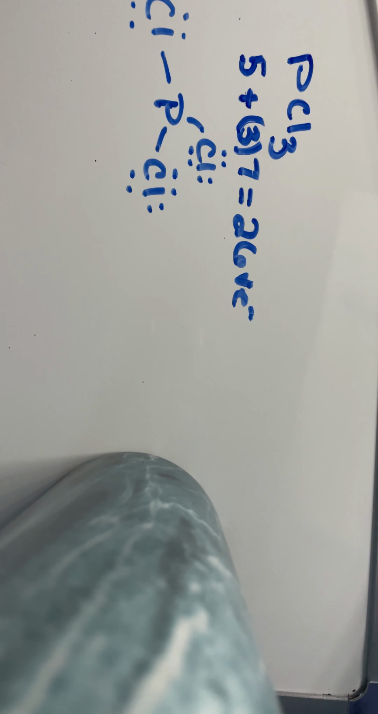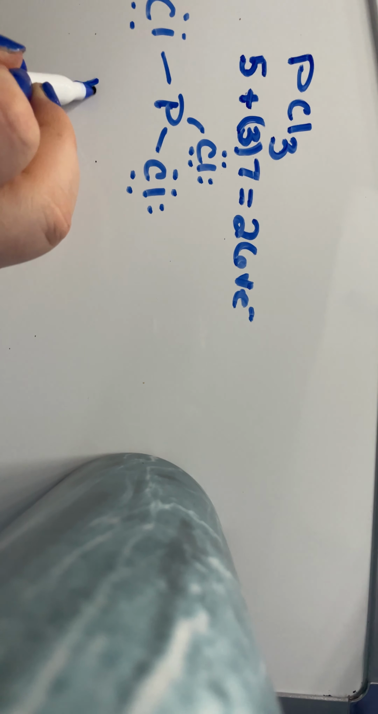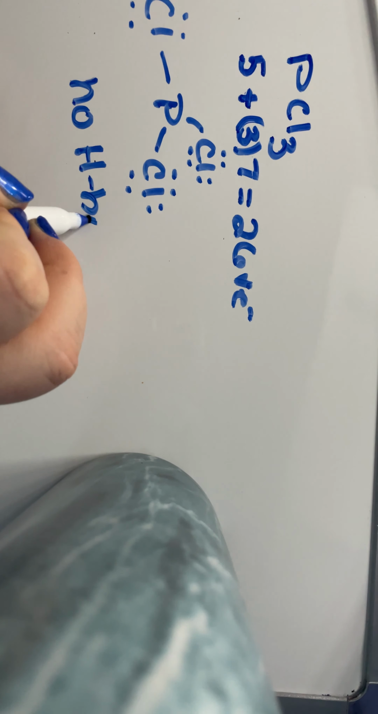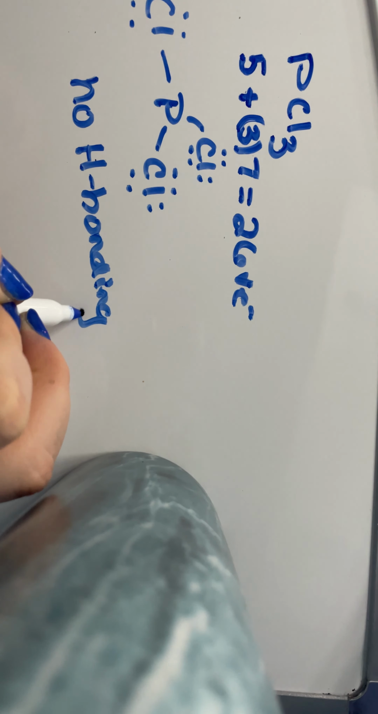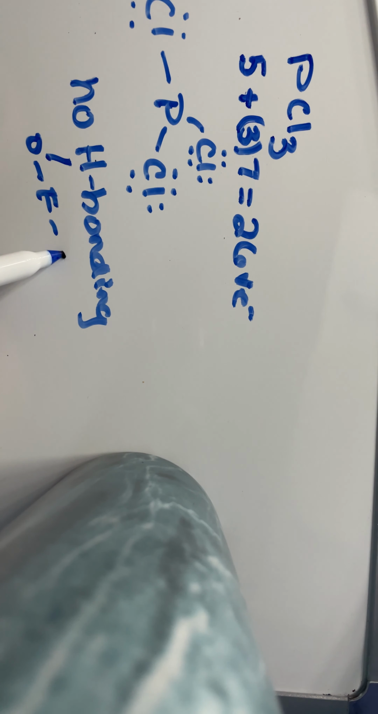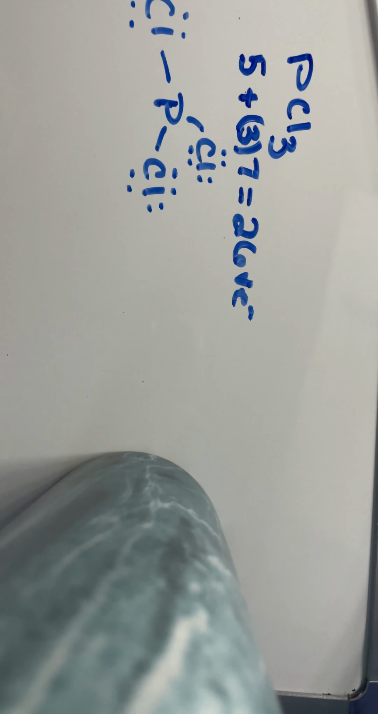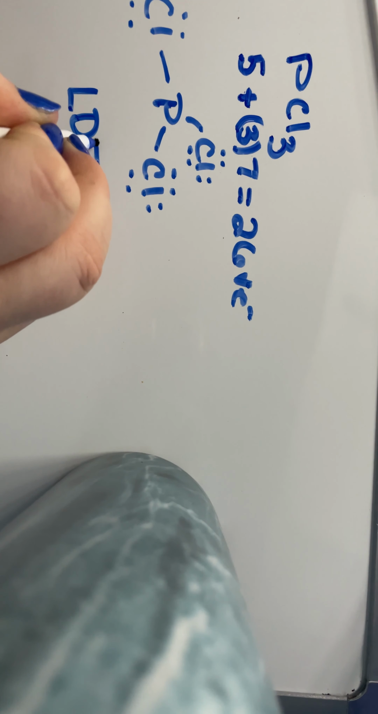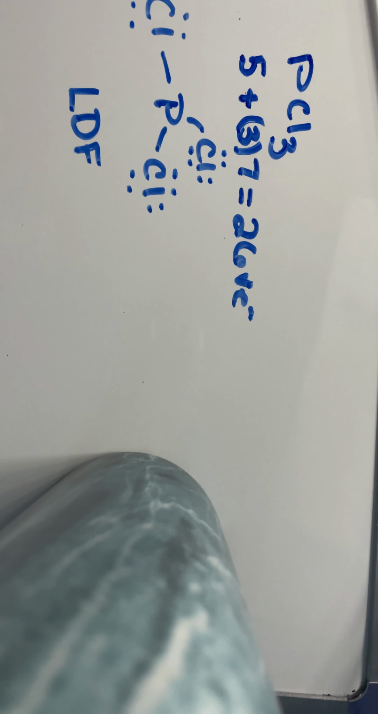So first, we can start with hydrogen bonding. There is no H bonding because there is no hydrogen bonded to oxygen, fluorine, or nitrogen. So now that we get that one out of the way, we know that all elements have LDF, which stands for London dispersion forces. We know this because this is present in everything.